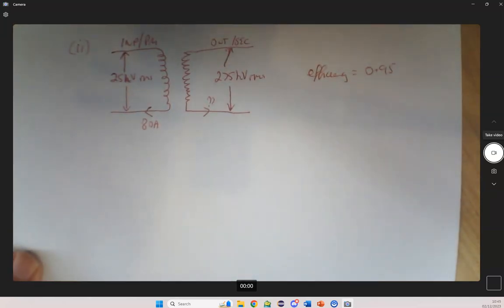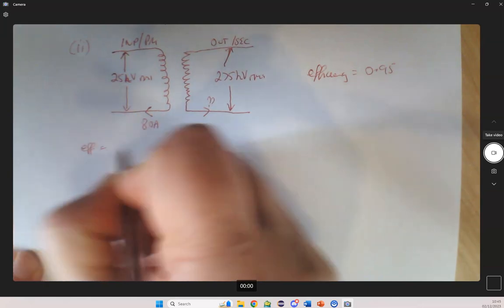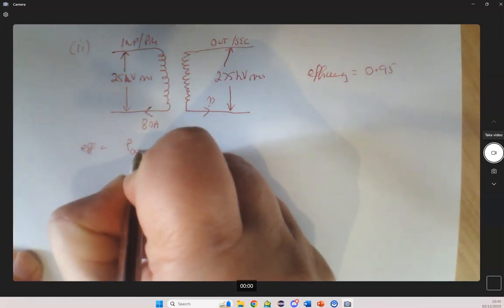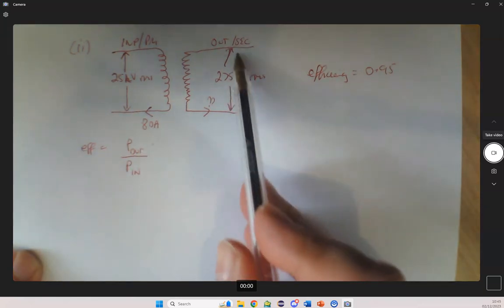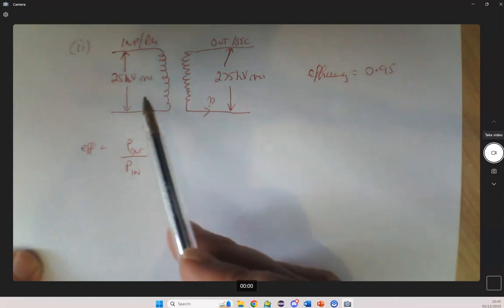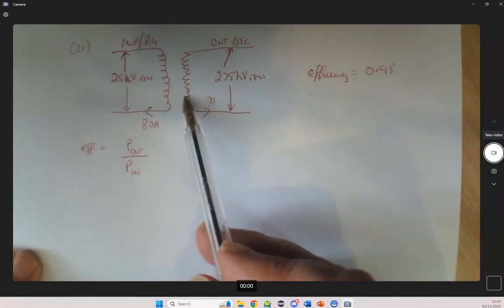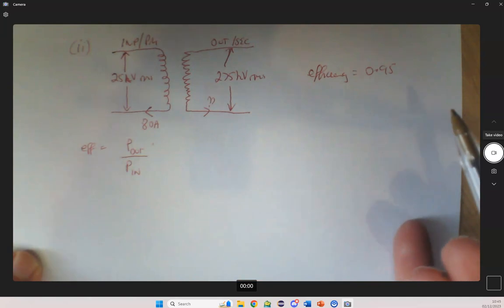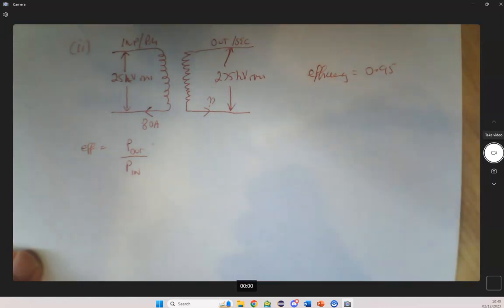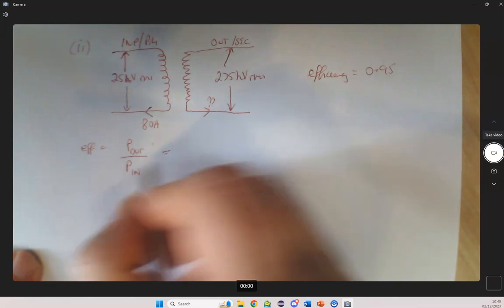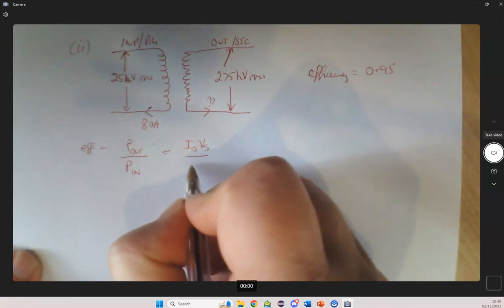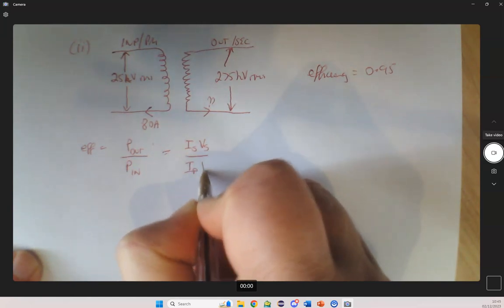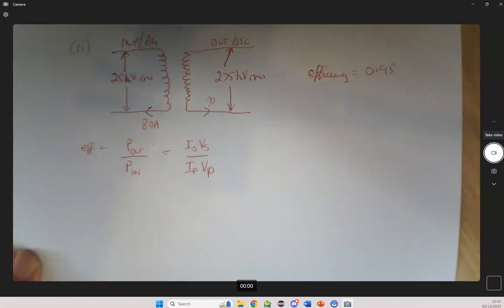Alright, so we know the efficiency is useful power out divided by total power in. The useful power out is the one that comes through this current. We'll lose power in the heating of the windings because of eddy currents, because of not complete flux linkage, etc. So our useful power out would be I_S V_S, and our total power in would be I_primary V_primary.